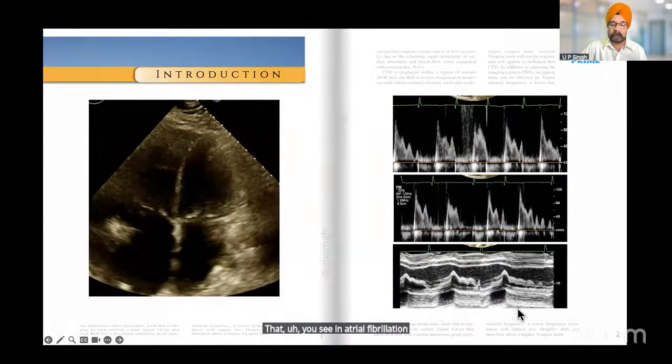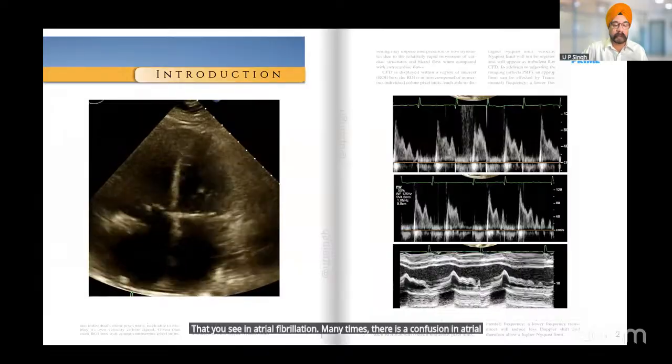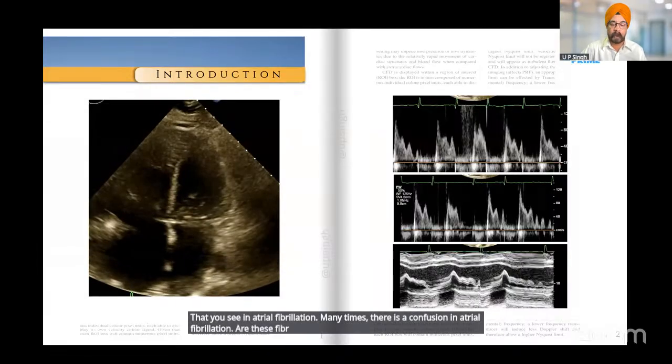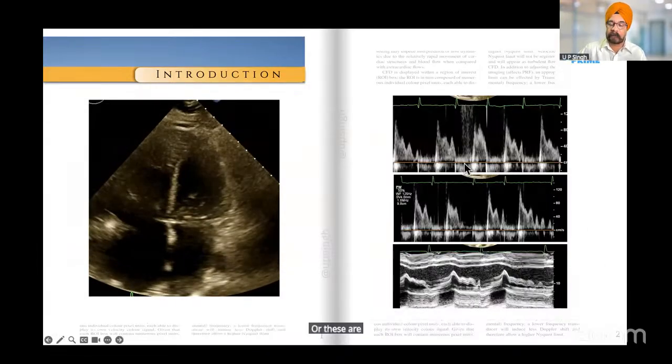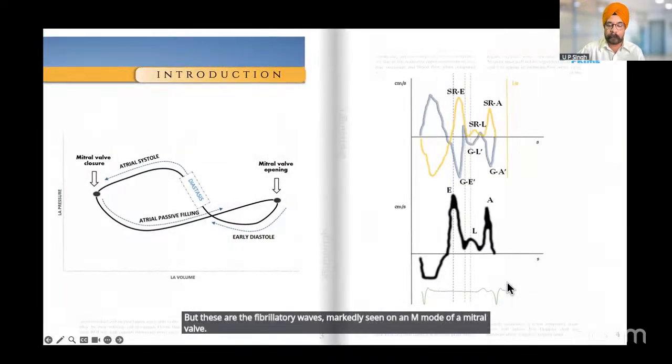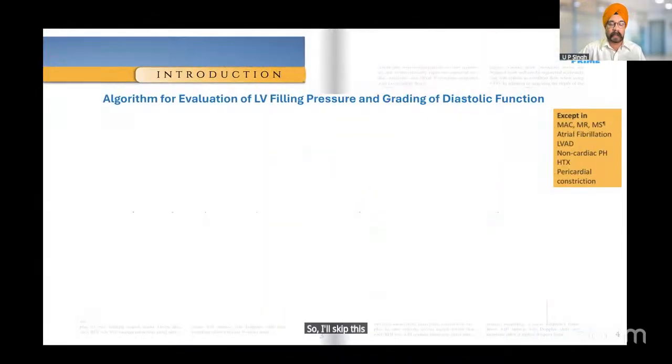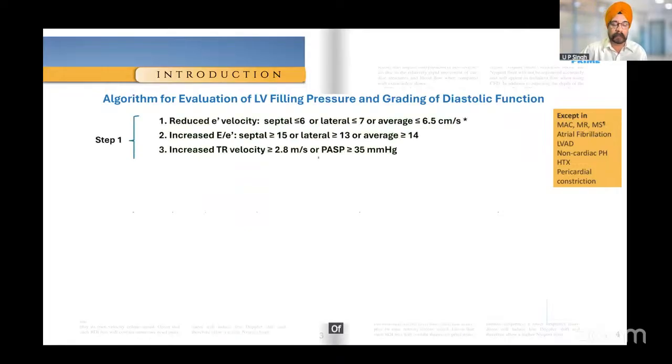Many a times there is a confusion in atrial fibrillation: are these fibrillatory waves or are these the L waves? I presume the fibrillatory waves kind of superimpose sometimes on the L wave, giving this kind of picture. This is an L wave, this is an L wave, but these are the fibrillatory waves markedly seen on an M mode of a mitral valve. So I'll skip this, and now I'll give you the algorithm of evaluation of LV dysfunction.